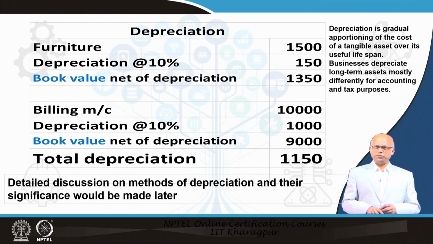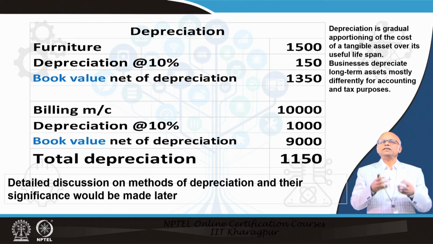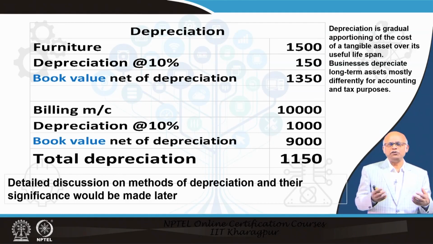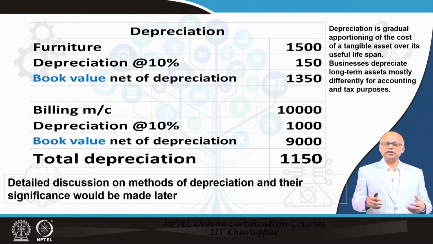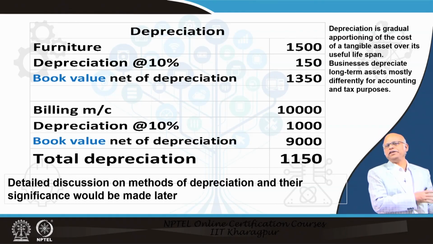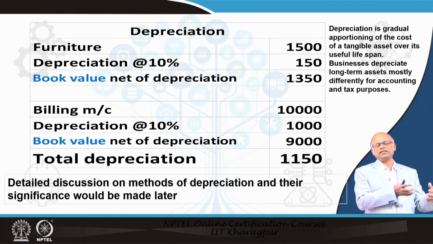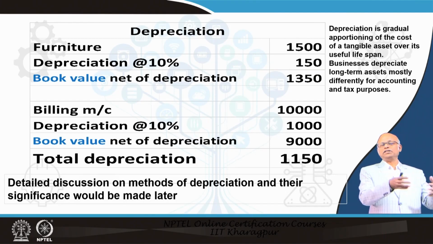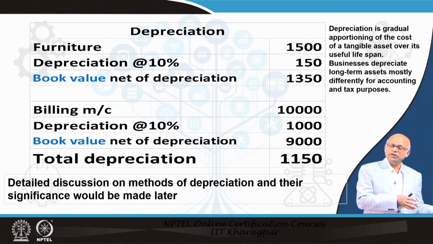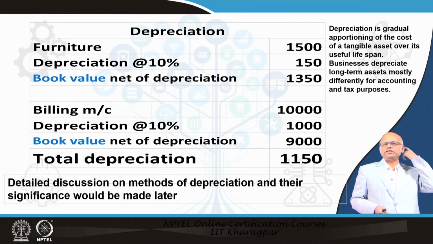Similarly, billing machine we bought for 10,000 rupees. So, depreciation rate is 10%, that means the billing machine is depleting in value during the year due to operation, due to becoming old, due to wear and tear, to the extent of 10% of its value as at the beginning of the year. Beginning of the year value will be available in the previous year's balance sheet. So, in the previous year's balance sheet, the value was 10,000 rupees, that is the book value as on the previous year's balance sheet date, and we allow depreciation of 10%.